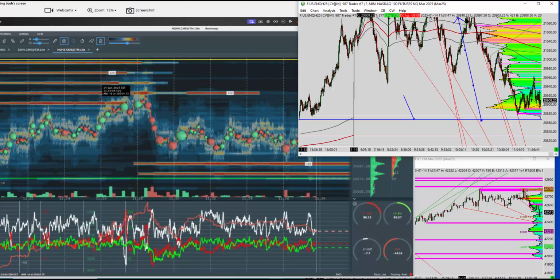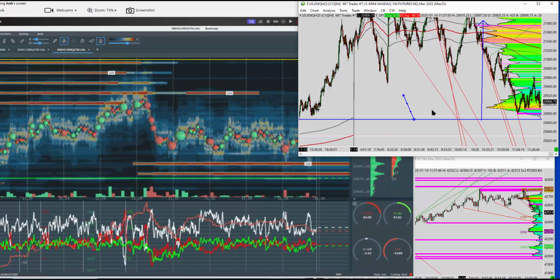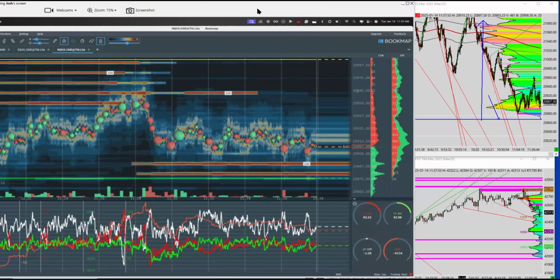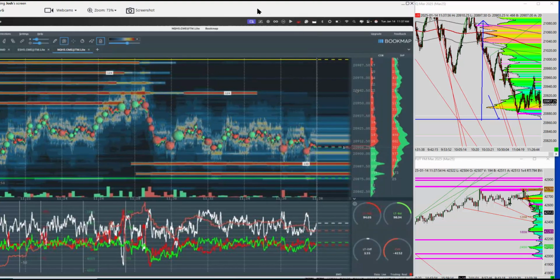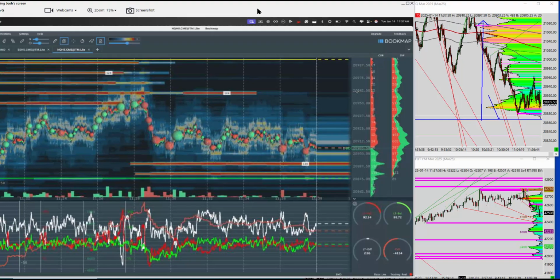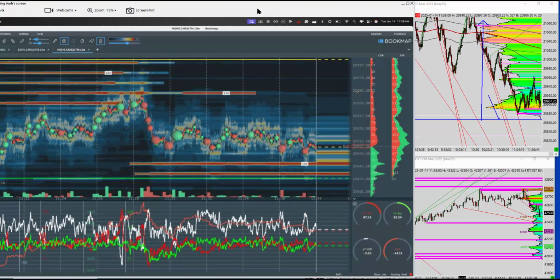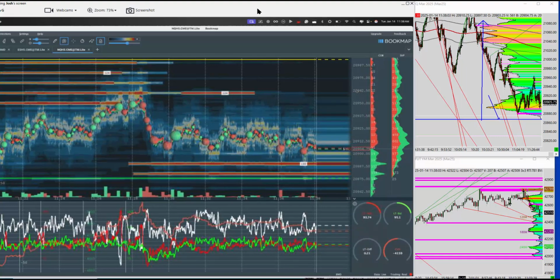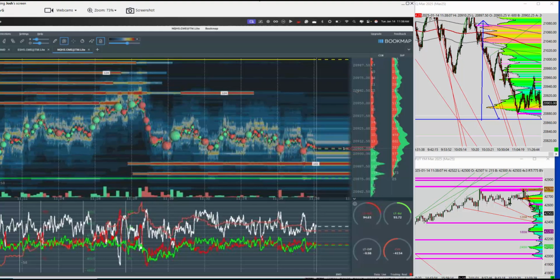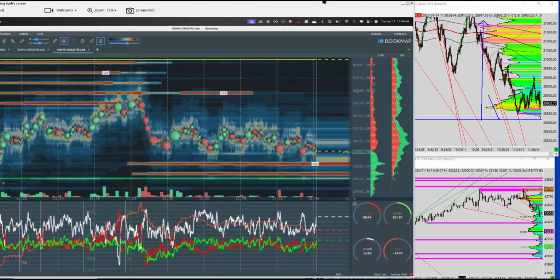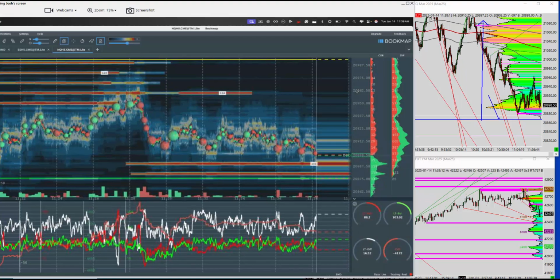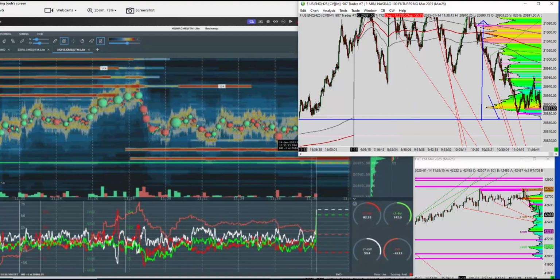Exactly. It is about attraction zones too, because I use these levels also for my targets. A lot of them will attract the market to them. It's similar to spoofing, right? Very much so. So these levels are very important to us.